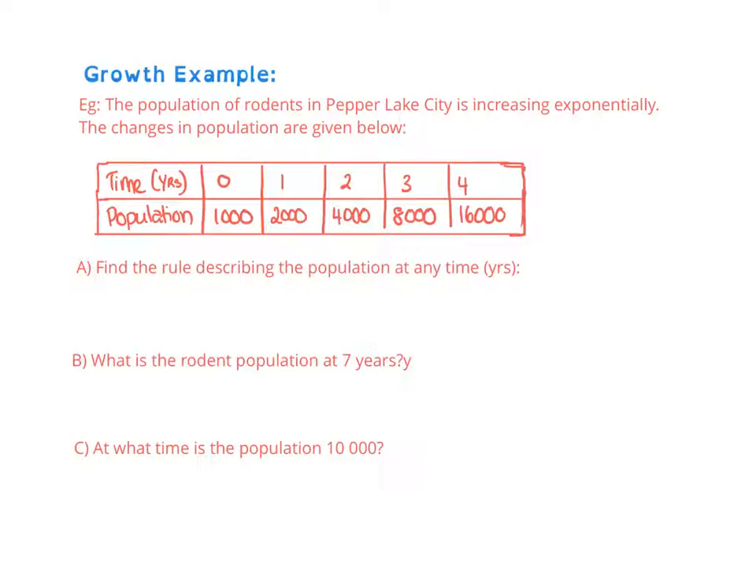The population of rodents in Pepper Lake City is increasing exponentially. When you see this, increasing exponentially, hopefully you go, great, I've got to do this formula, something like that, okay? The changes in population are given below. So find the rule, describe the population.